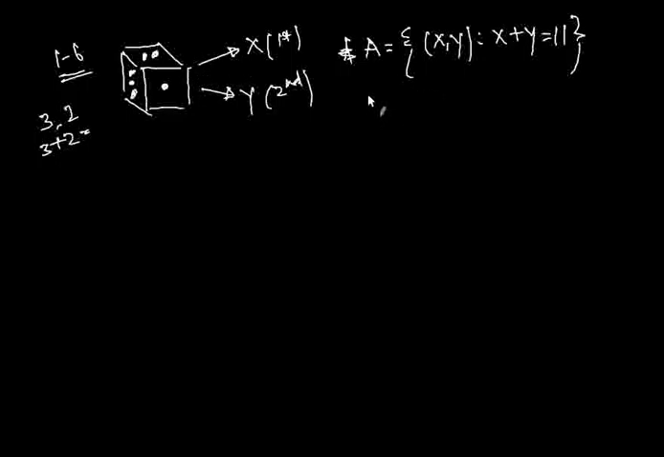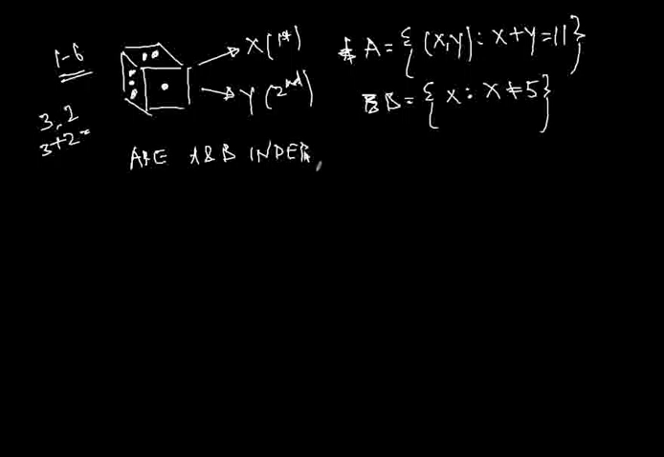And the second event, B, is very simple. It's all the sets of events where you actually don't get a 5 on the first roll, right? So it's all x and y where x is not equal to 5, right? So B is simple. Just don't get a 5 on the first roll. And what we're being asked is, are A and B independent? So that's the question that we are being asked, right?